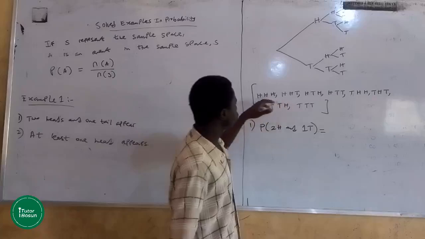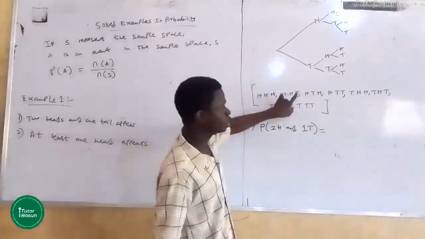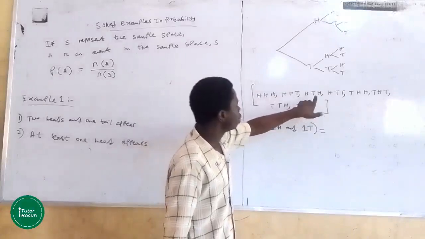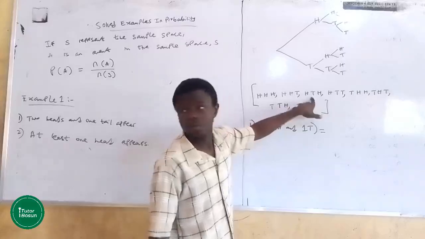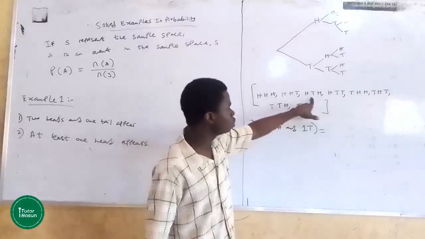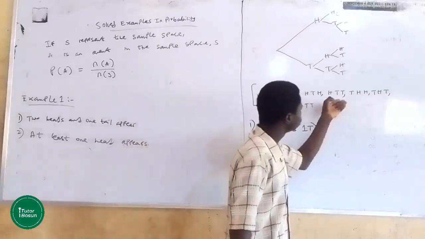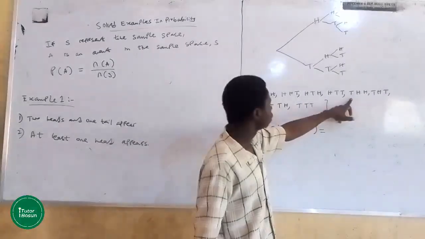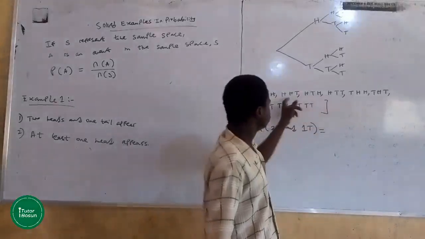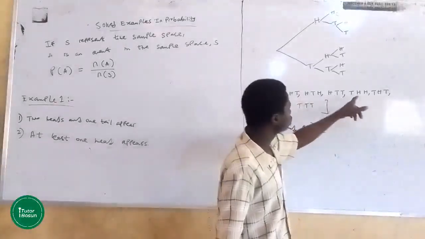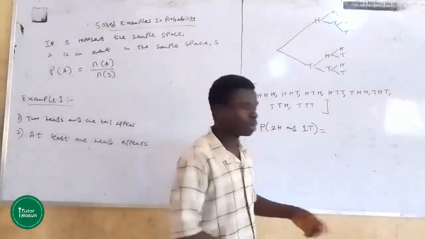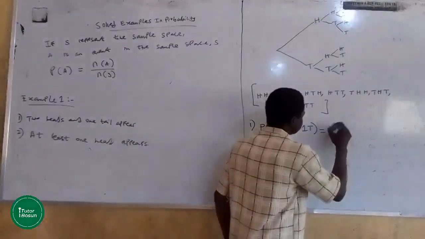So here we have 2 heads, 1 tail. Here we also have 2 heads, 1 tail as well. That's 2. Which other one? We also have 2 heads, 1 tail here. That's 3. And that's all. We have 3.